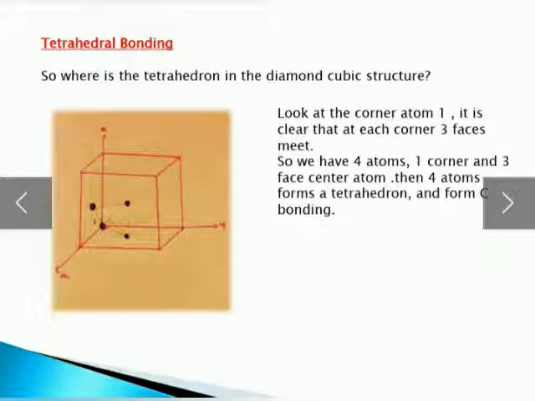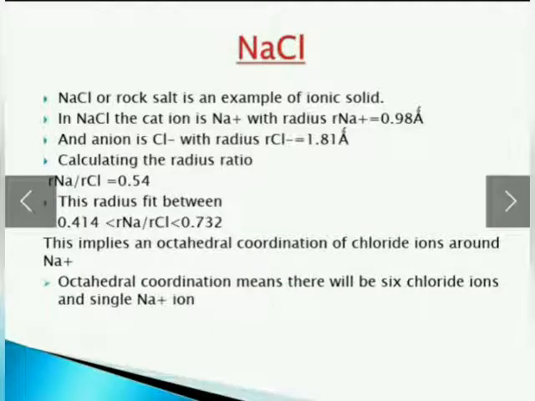So where is the tetrahedron in a diamond cubic structure? Look at the corner atom labeled as 1. It is clear that at each corner 3 faces meet. So we have 4 atoms, 1 corner and 3 face center atoms. Then these 4 atoms form a tetrahedron and form carbon bonding. That's all about the structure of diamond.